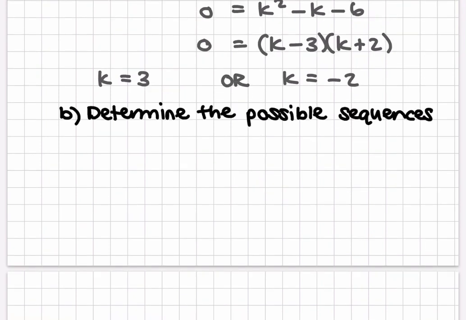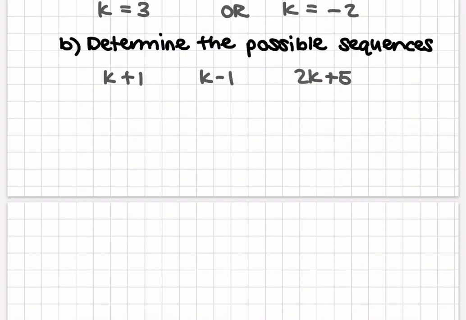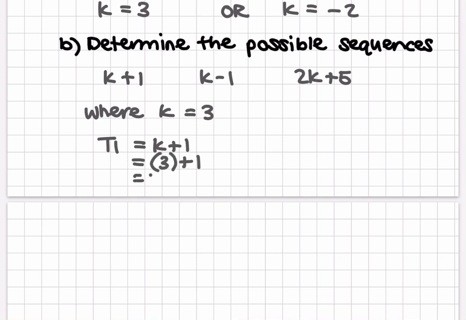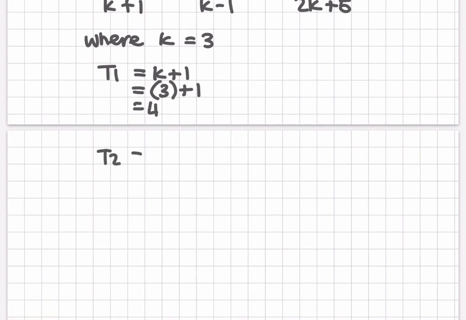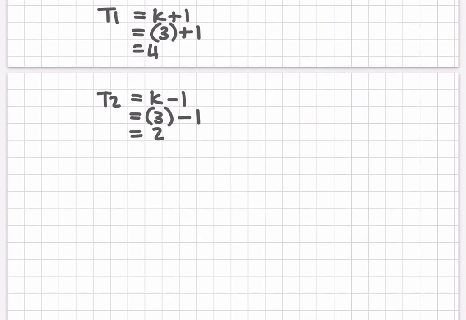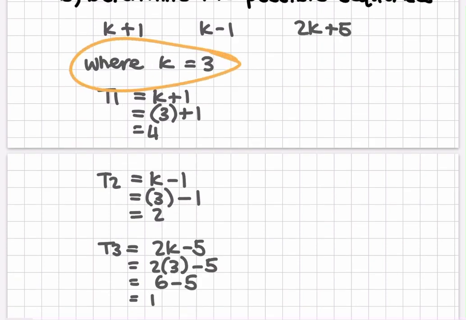So now we want to determine the possible sequences. So this was the original sequence. We have two values for k, so we will get two different sequences. So where k is equal to 3, term 1, which is k plus 1, is going to be equal to 3 plus 1, which is equal to 4. Term 2, which is k minus 1, is going to be equal to 3 minus 1, which is 2. Then term 3, which is 2k minus 5, is going to be equal to 2 times 3 minus 5, which is equal to 6 minus 5, which is equal to 1. So where k is equal to 3, the number pattern is 4, 2, and 1.